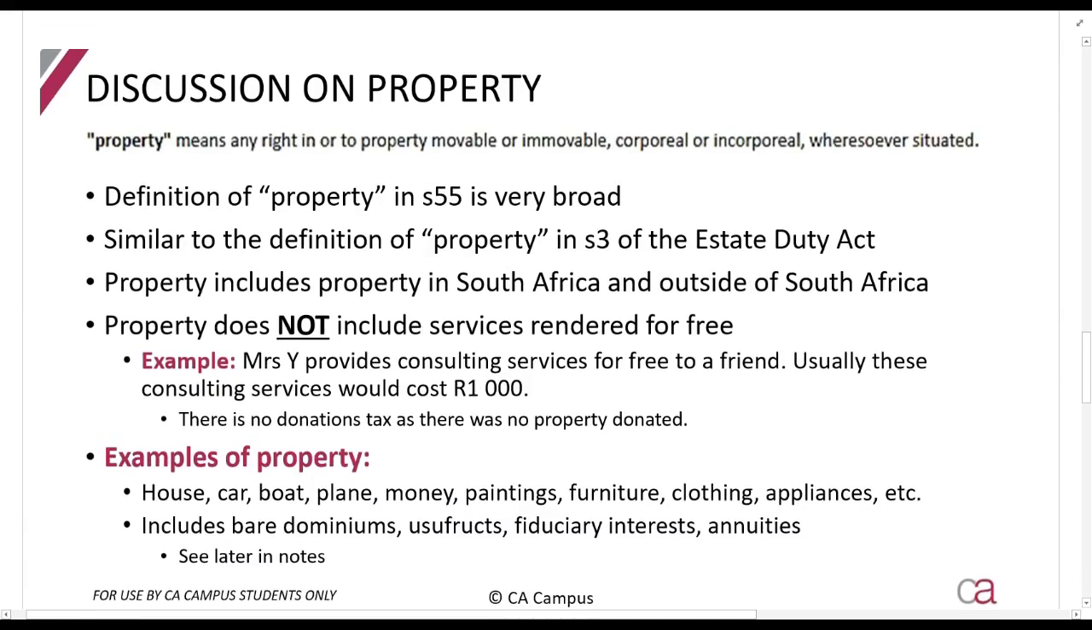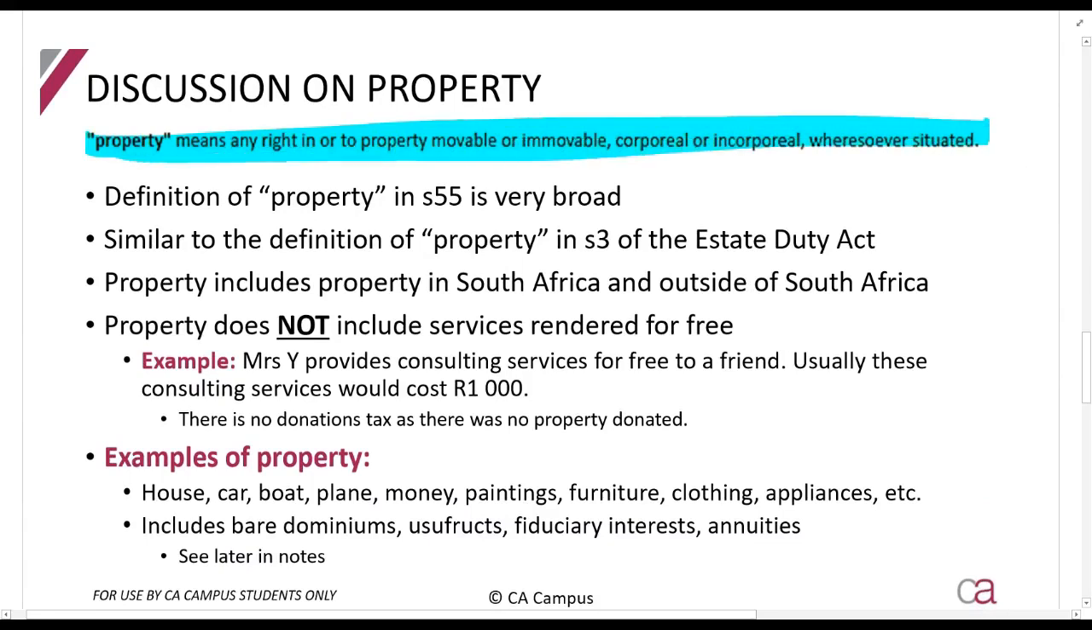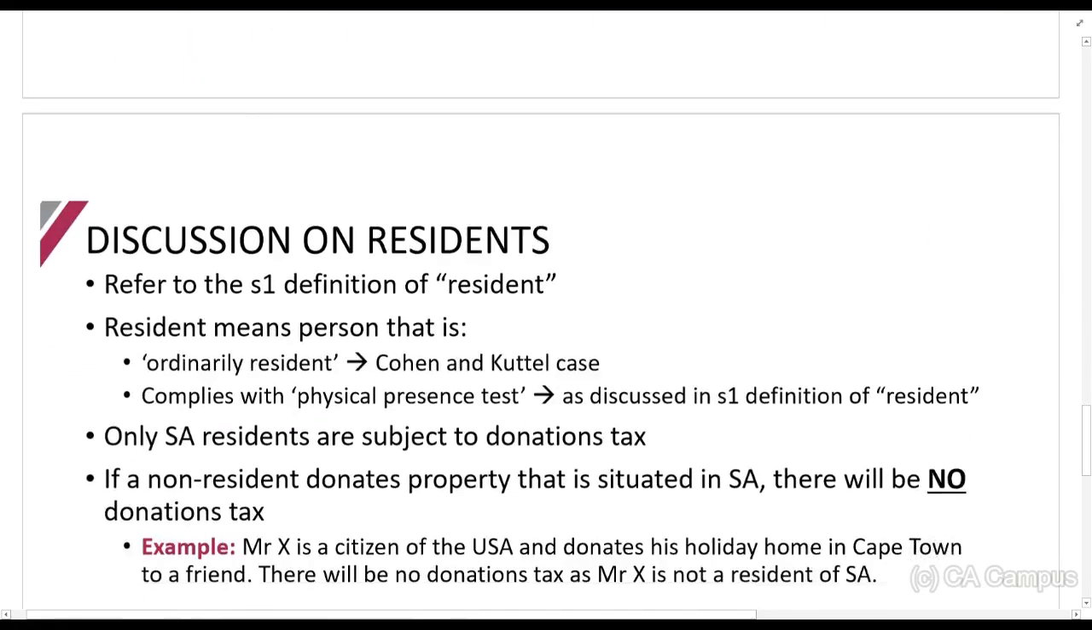So guys, property, like I've already discussed, here's the definition. Important there, guys. It is not services. So if Mrs. Y provides consulting services for free to a friend, that would cost 1,000 rands usually, she gives it for free to a friend. There's no donations tax. But if you donate property, houses, cars, boats, planes, money, painting, furniture, clothing, appliances, etc., all of that will be property.